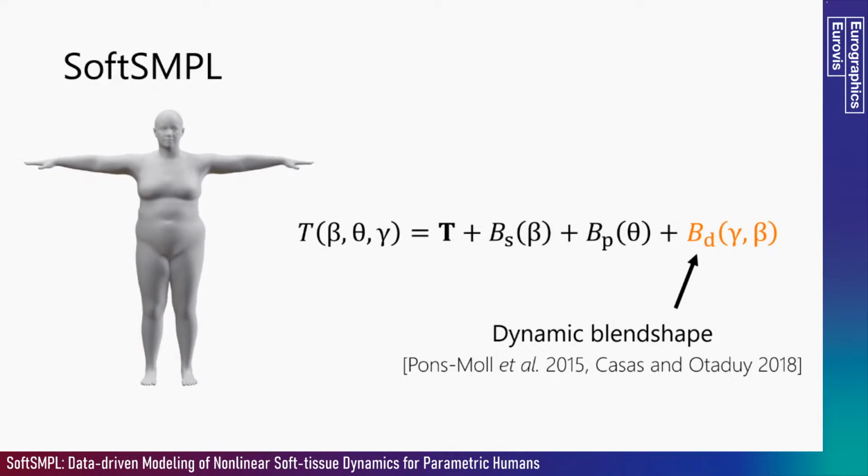It's worth noting that this idea of extending SMPL with an additional blend shape has already been explored in previous works, such as Dyna by Pons-Moll et al. And the work of Casas and Otaduy. Our method differs from Dyna in the way we encode motion information to avoid the entanglement problem mentioned before, and also in the architecture used to predict the soft tissue displacement. Meanwhile, the work of Casas and Otaduy is limited to a single subject, so it doesn't generalize to different body shapes. For clarity and consistency, during the rest of the presentation I'll refer to the dynamic blend shape simply as delta.